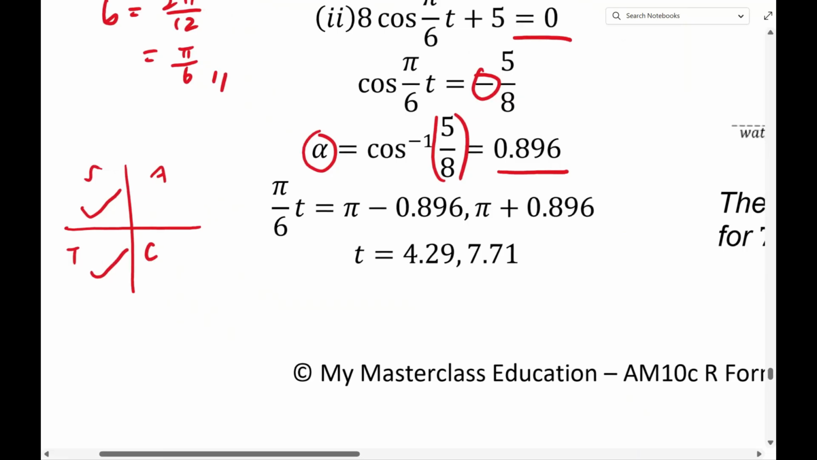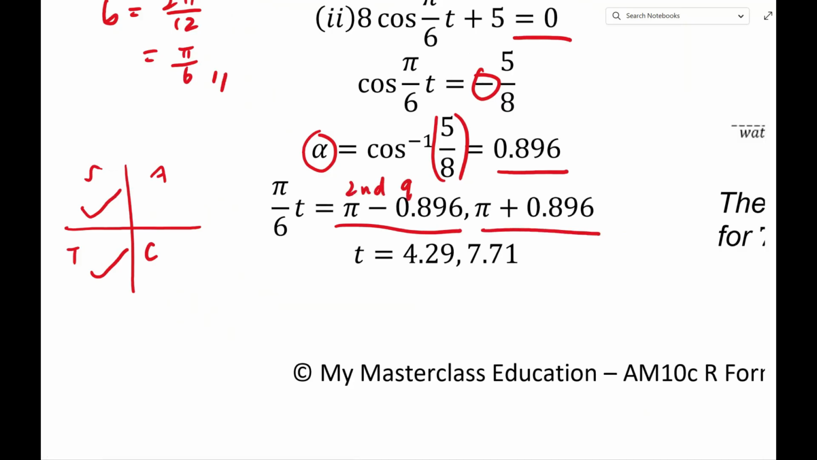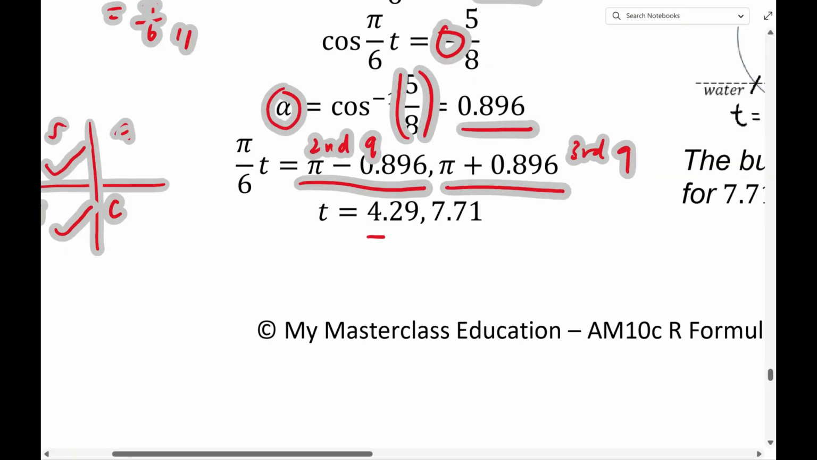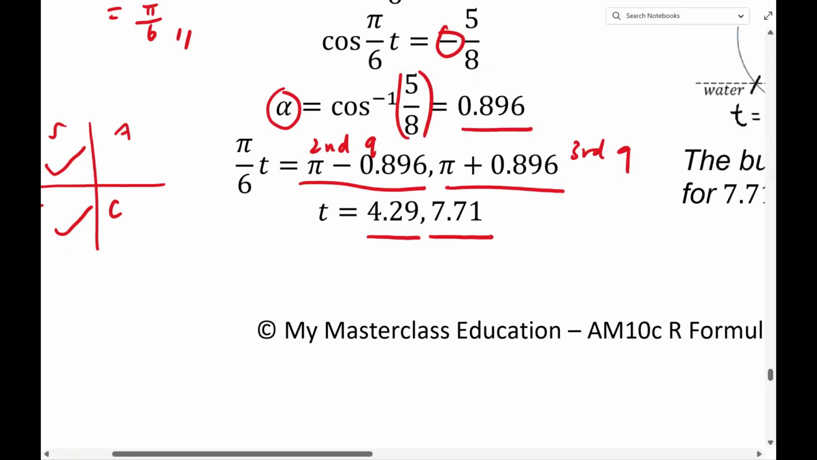Therefore, we'll use pi minus 0.896. This is to find the angle in the second quadrant, and pi plus 0.896, which is to find the angle in our third quadrant. Therefore, we'll end up with these two values of 4.29 and 7.71 as each of our x-intercepts.